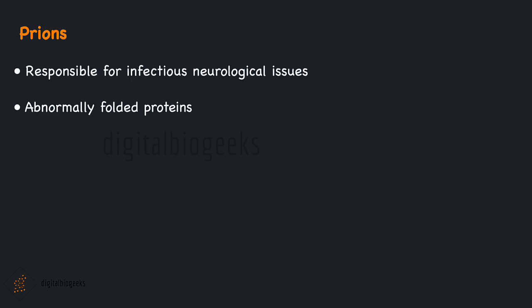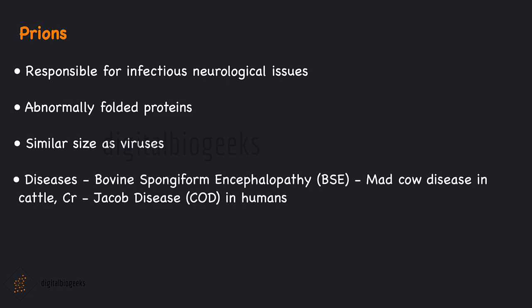Prions. They are responsible for some infectious neurological diseases. They have abnormally folded proteins. They are similar in size to viruses. Examples of diseases caused by prions are bovine spongiform encephalopathy (BSE), commonly called mad cow disease in cattle, and Creutzfeldt-Jakob disease (CJD) in humans. It is a rare brain disorder that leads to dementia.